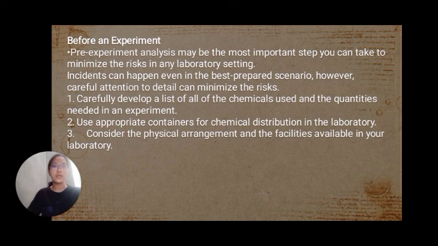Number 2. Use appropriate containers for chemical distribution in the laboratory. Ensure that all containers used for distribution are clearly and completely labeled with the name, formula, and concentration of the chemical. Safety information such as signal words and GHS symbols should also be included.